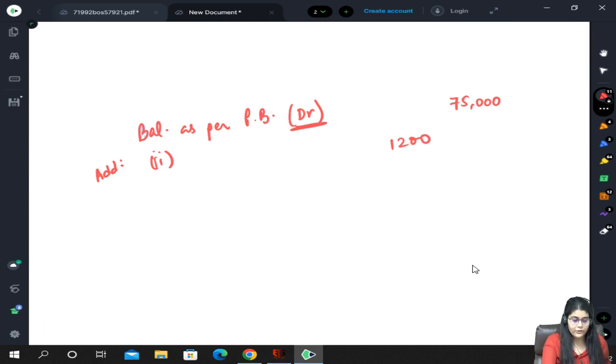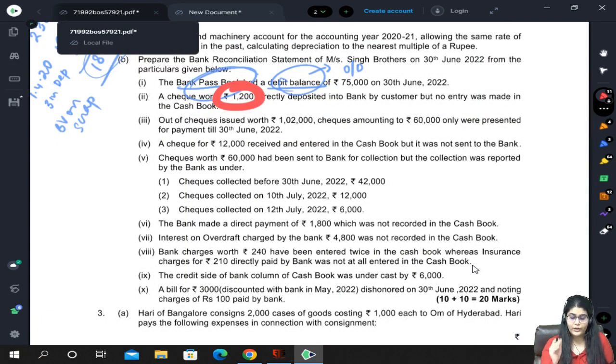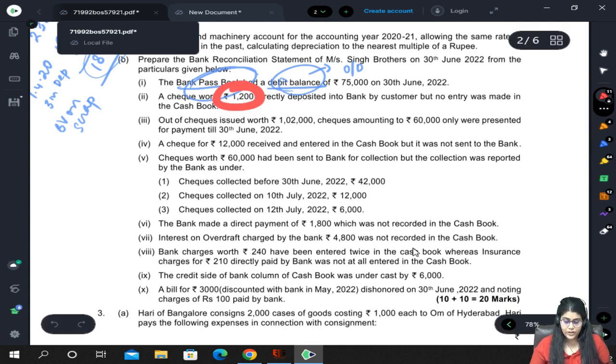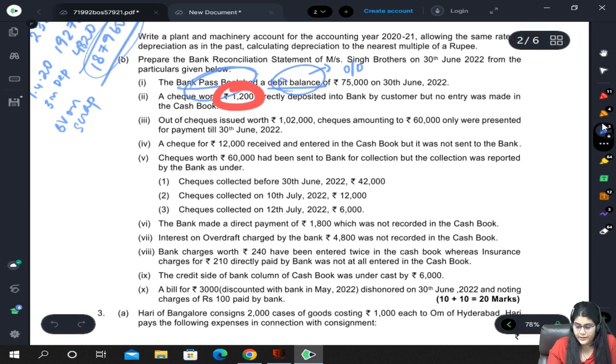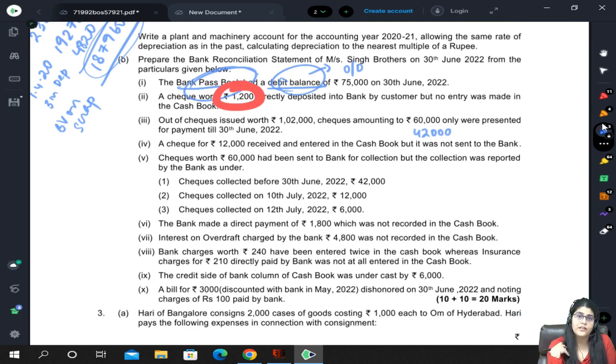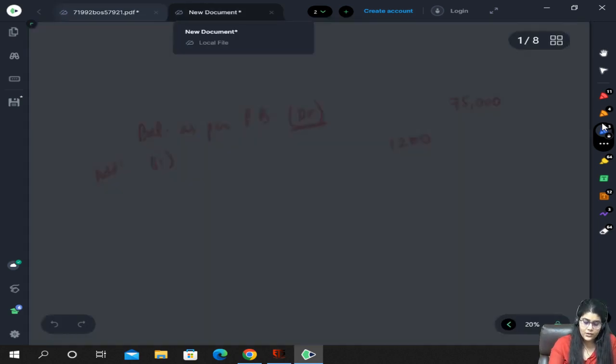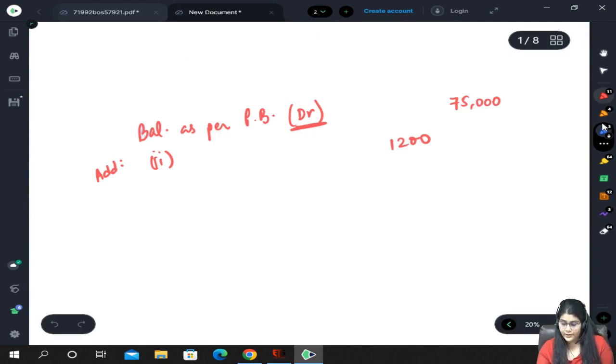Next, part three. Out of checks issued worth 1,02,000, checks amounting to 60,000 only were presented for payment till 30th June, which means that we issued checks for 1,02,000, but only 60,000 rupees worth checks were actually presented for payment, which means the remaining 42,000 is yet to be presented to the bank. However, in the cash book, we have already deducted this 42,000 from our bank account. So, since we are moving towards the cash book, we have to add this 42,000.